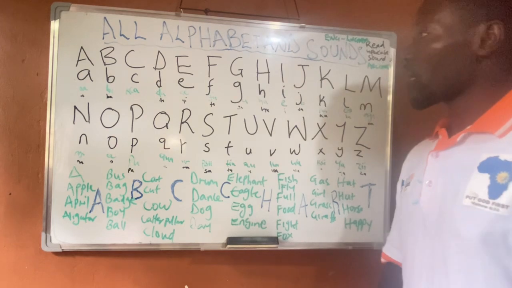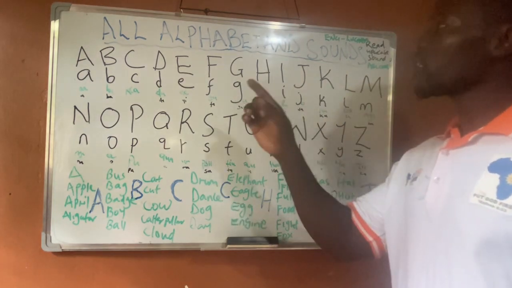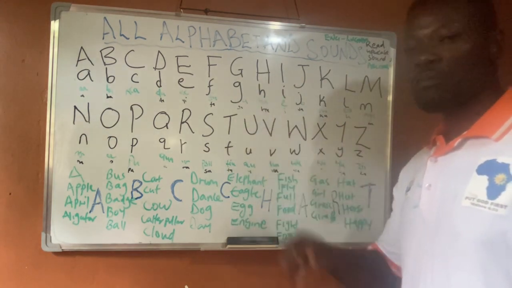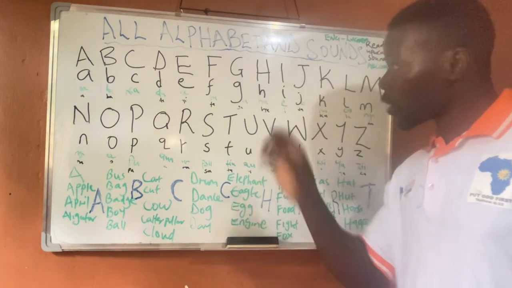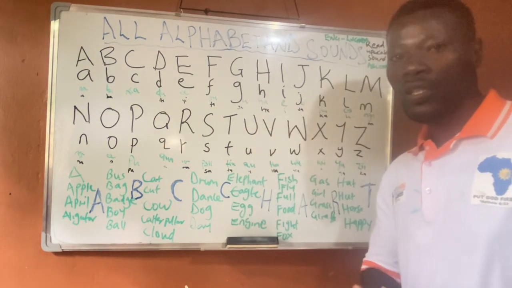Okay? And there are 24 letters that make up the English alphabet.